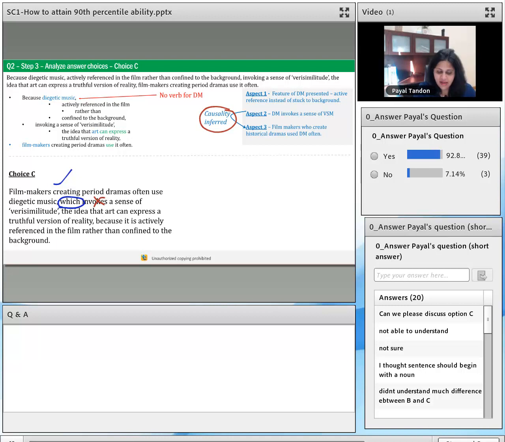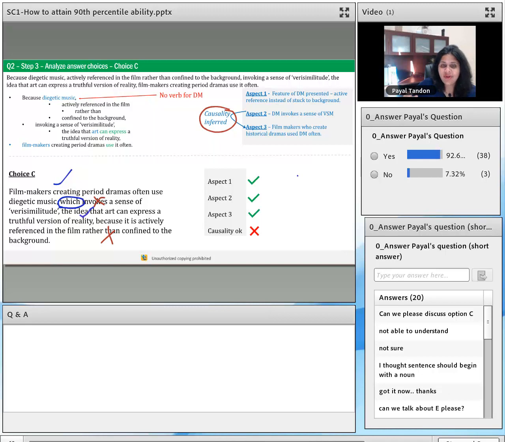The idea that art can express a truthful version of reality, this part is fine here. Because it is actively referenced in the film rather than confined to the background, this is again wrong. So incorrect causality. Now this choice expresses everything okay except for the causality. Aspect 1, 2, and 3 are absolutely fine. They were presented as is in the original choice. This is the part that had to be inferred, and that is the part that is not correct here.